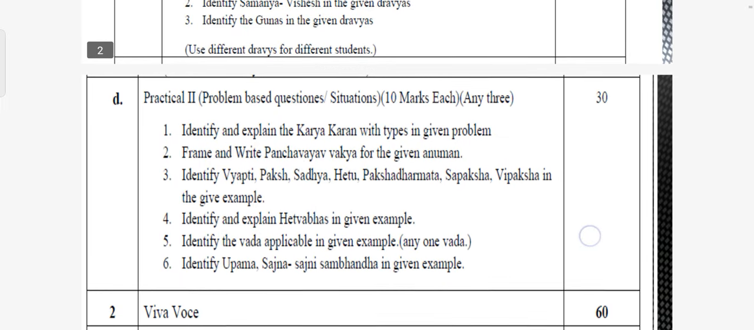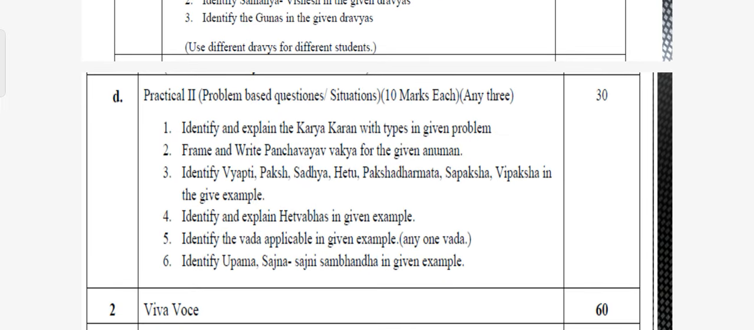Then the next part is going to be problem based or situation based. Here the question will be something like a problem or a situation, and you are supposed to answer. Note that any 3 might come out of the 6 points that have been allotted. The first one is identify and explain Karya Karana with its type in the given problem. Second, frame and write Panchavayava Vakya for the given Anumana. Third, identify Vyapti, Paksha, Sadhya, Hetu, Paksha Dharmata, Sapaksha, Vipaksha in the given example.